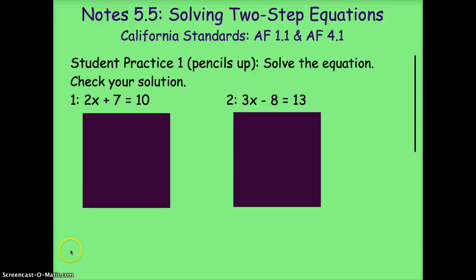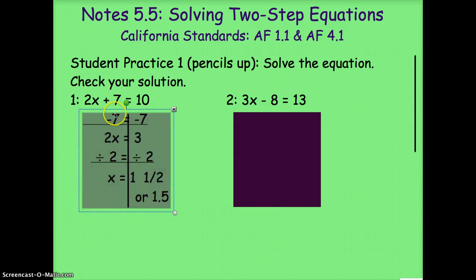Okay, let's take a look at your solutions and see how you did. We're going to start by subtracting the 7 on both sides, leaving us with 2x equals 3. Divide both sides by 2, and we'll end up with x equals 1 and 1/2 as a fraction, or 1.5 as a decimal. Problem number 2, again we want to start with that subtracting 8.